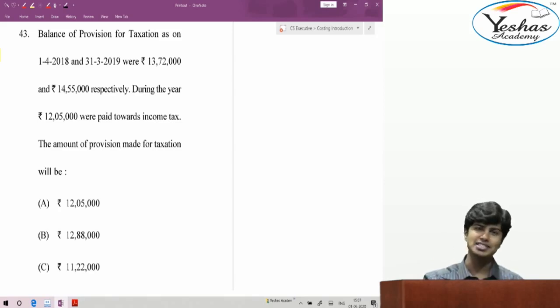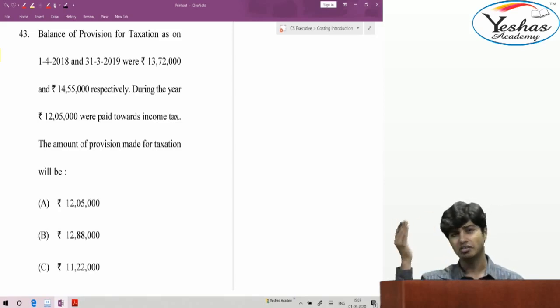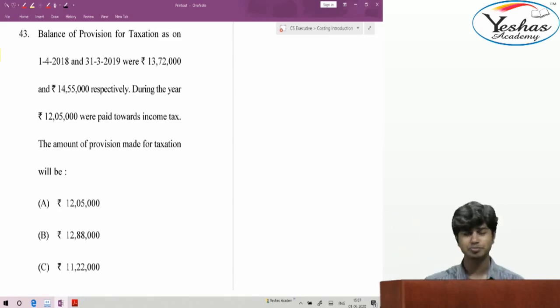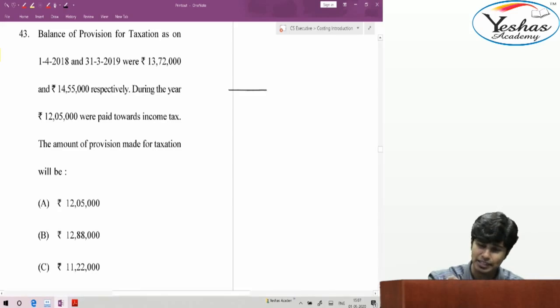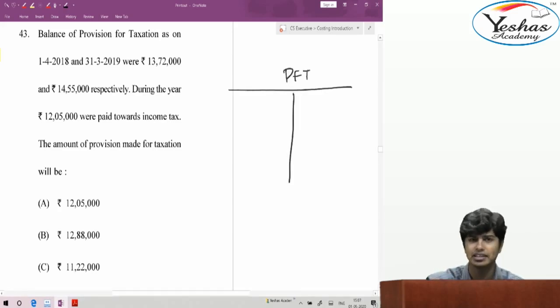So the opening balance is the provision that was created in the last year, for the last year, but it will be paid during this year. For the current year, provision will be created during the current year, but the payment will be made in the next year. You understood that? Provision is a liability, so I will open a provision for tax ledger with the opening balance on the credit side and the closing balance on the debit side.